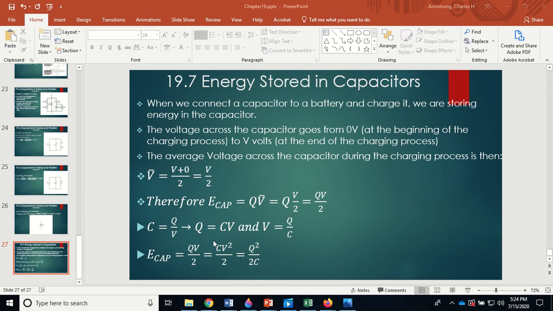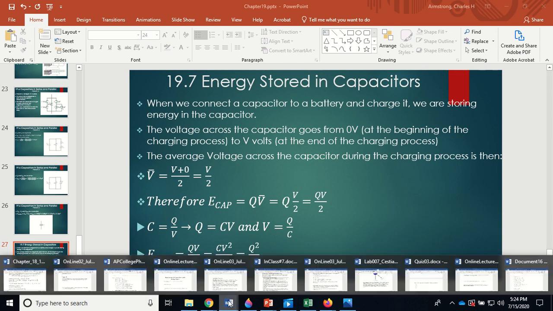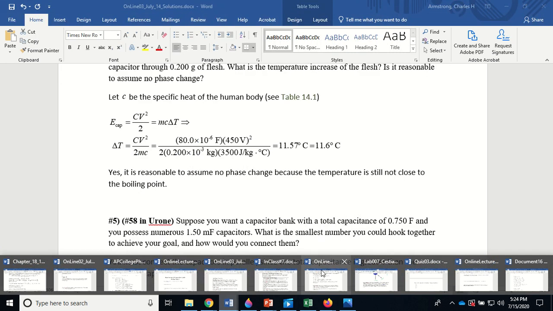So if you have two of the three, capacitance, voltage, charge, you can calculate the energy that is stored in that capacitor. Okay, so let's go and look at the problem. It's this one right here.